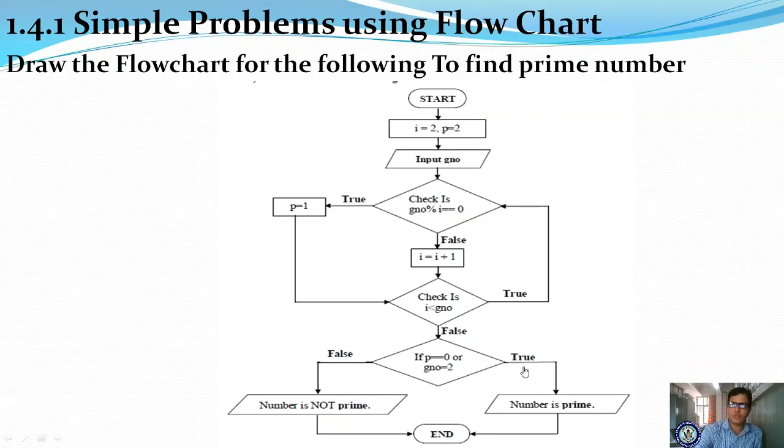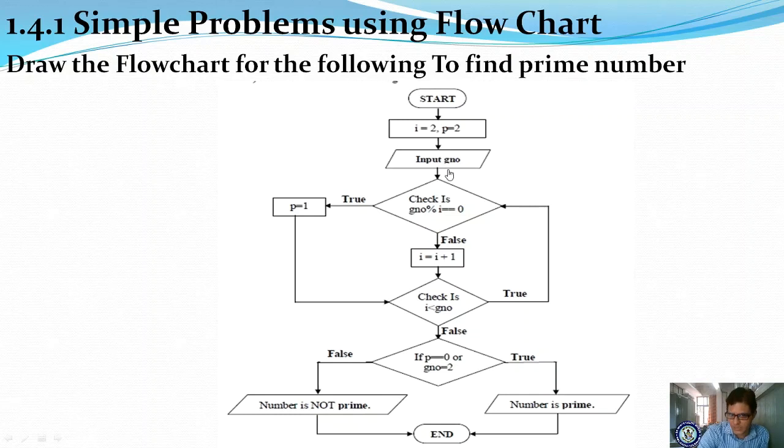Okay, first I'm starting. After starting, I'm starting my flowchart, and now I'm inputting. It is a process, right? You are initializing. What values are you initializing? I value as 2 and p value as 2. Hence it is treated as a process. Got it? Next, you are inputting your number. The parallelogram stands for inputting a number. Now I am inputting number 9.